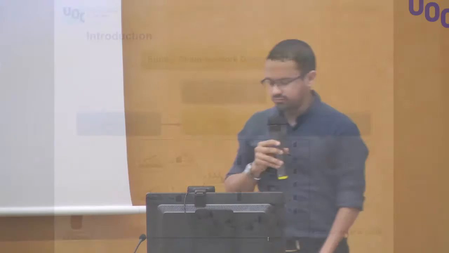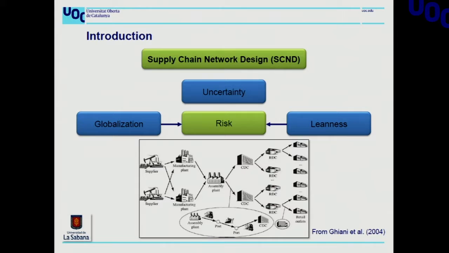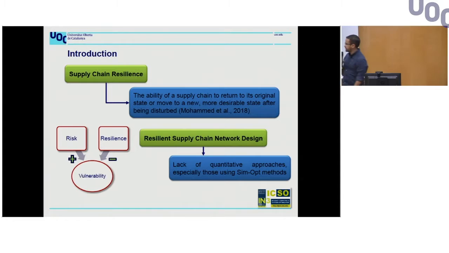But in designing supply chains, we must face uncertainty in the parameters of design. And this uncertainty implies risk. Nowadays, this risk is affected or increased by globalization. So, this is a definition of supply chain resilience, because nowadays, resilience is a way to face this risk or these uncertainties in designing a supply chain.